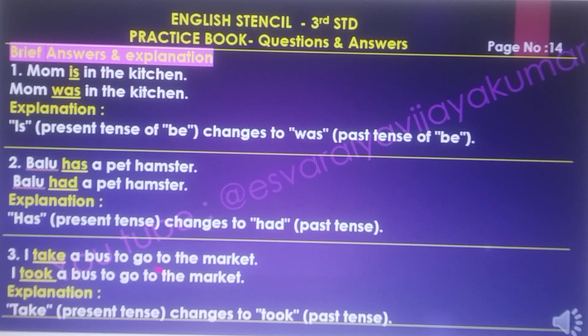I take a bus to go to the market. I took a bus to go to the market. Explanations. Take is a present form of the verb, changes into took, past form.